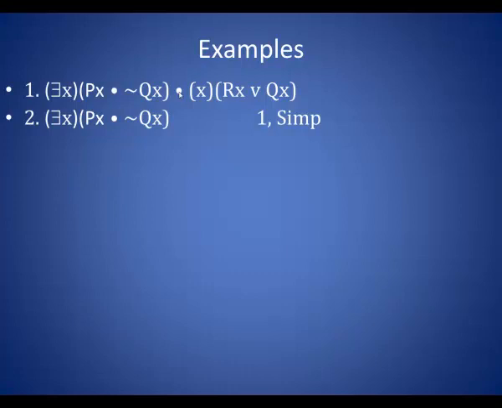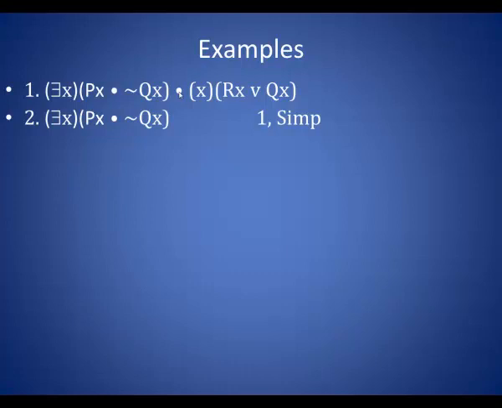I can simplify line 1 to give me what I have on line 2, which says there exists an x such that x is p and x is not q. And the reason I'm allowed to do this is because on line 1, my main operator is the dot. So it is not the case that my quantifier is governing the entire line. Therefore, I can use my rule of implication and simplify to get there exists an x such that x is p and x is not q.